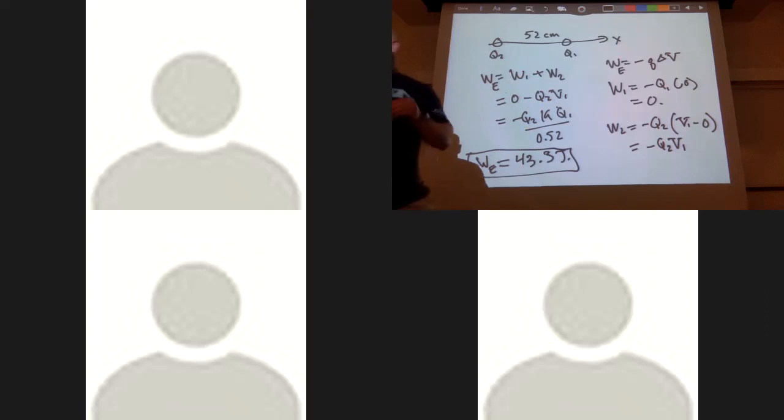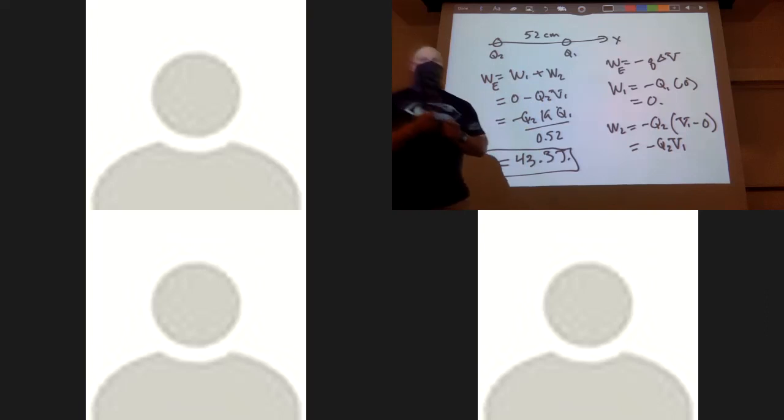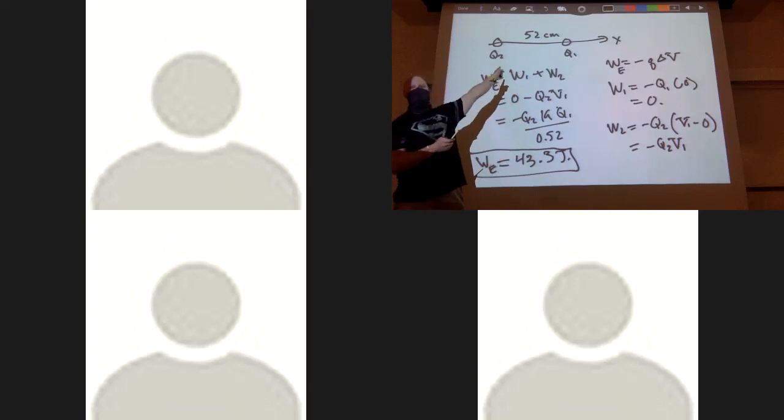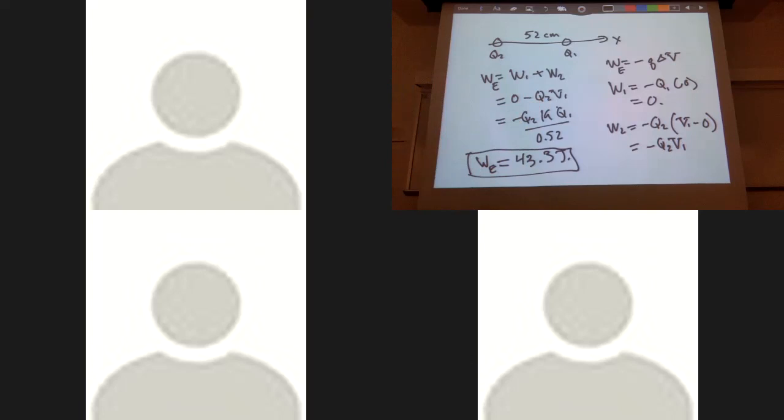I don't get paid. But I would have to do the work if that was positive and that was positive, or that was negative and that's negative. In that case, they don't want to be near each other, so I have to do the work. In that case, this would become a negative work. Okay?